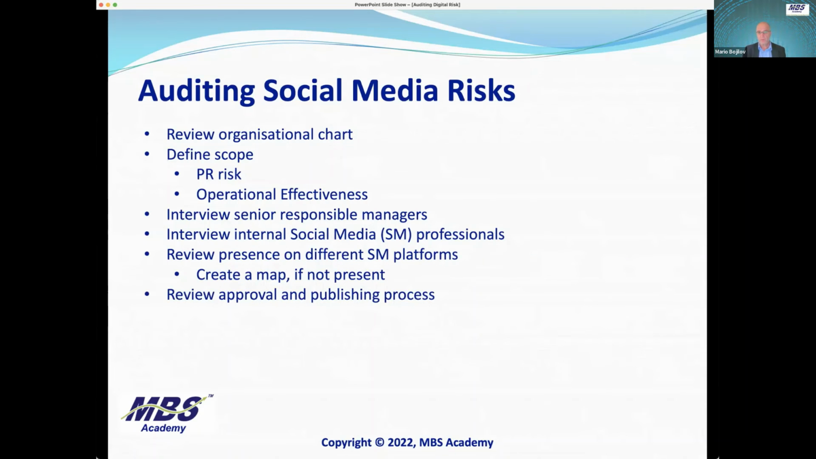What is the approval and publishing process? So when we go and talk to someone, who is approving what? How often do these things go out? Do we publish something on a daily basis? Do we publish something twice a week? Do we publish something on a weekly basis? It is probably different across the different social media platforms. Who is responsible to actually say, yes, this is okay?